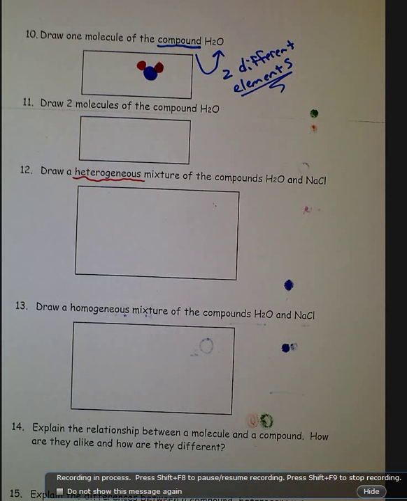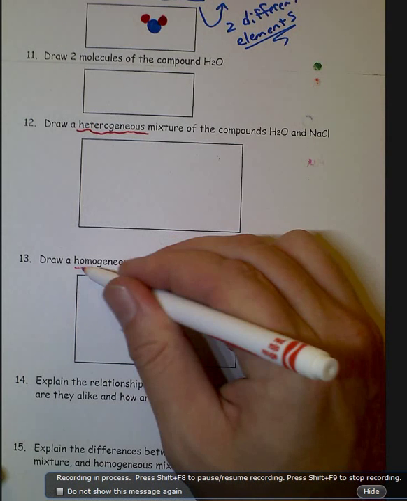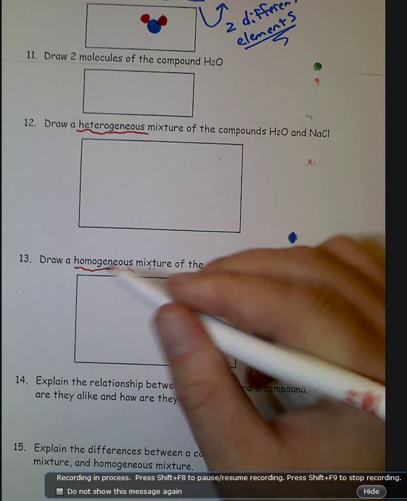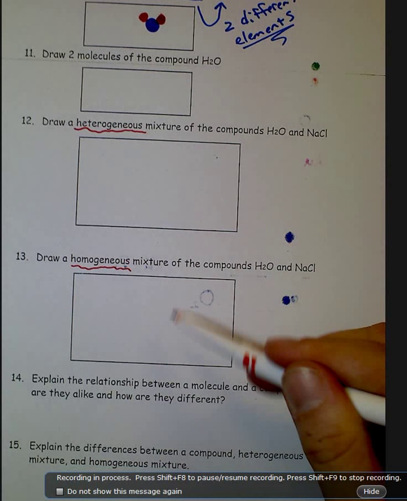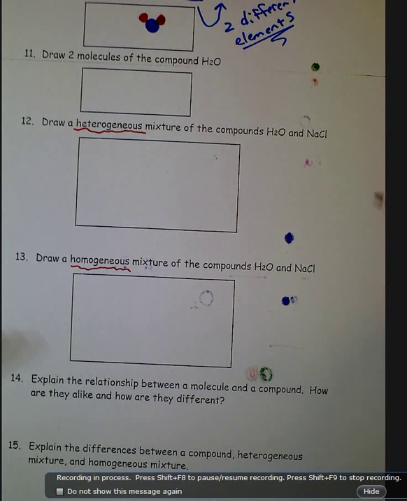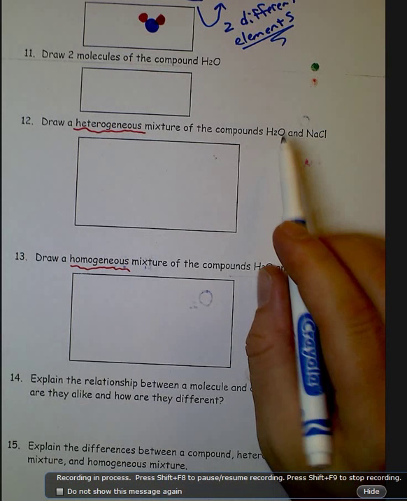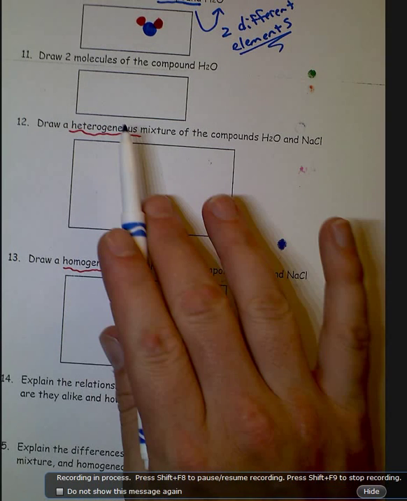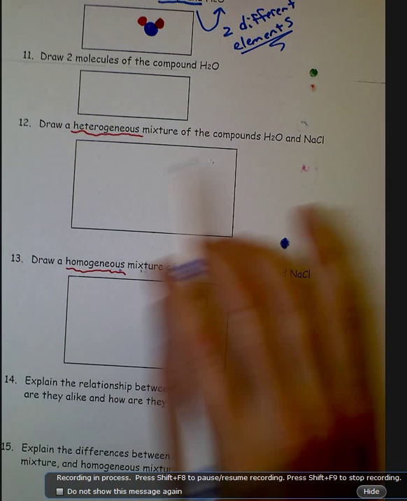Okay? So the opposite of that is number 13, where it says draw a homogeneous mixture. If we're drawing homogeneous, we want them evenly spaced out throughout. Okay, so you're going to use your correct colors. They're going to have the exact same compounds. But for example, if we put all of our water molecules on one side and all of our salt molecules on the other side, that would make it not evenly mixed.